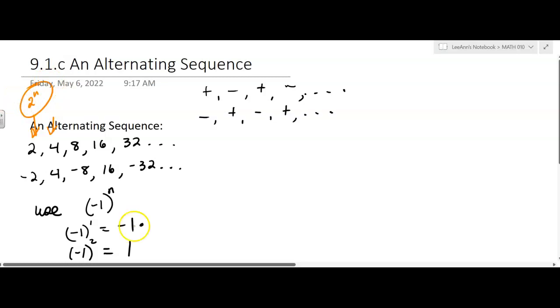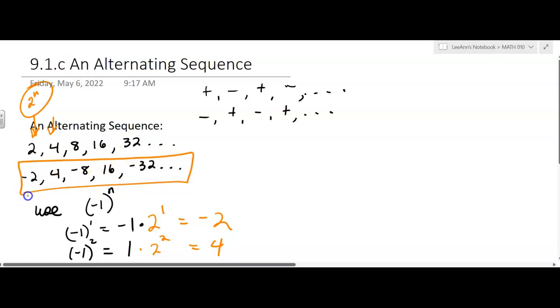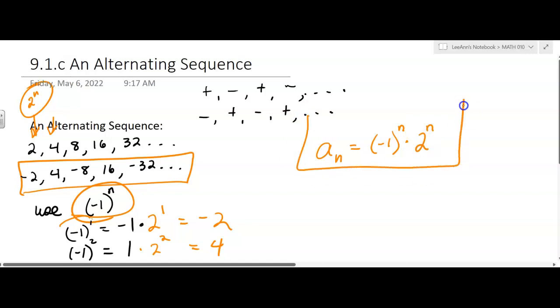Okay, so you'd want that times 2 to the first, that would be -2. But then here you're going to have 1 times 2 squared, which is going to be the +4. So that's going to give us this sequence right here. But we have to use this -1 component. So to get our sequence, we would have to write a sub n equals -1 to the nth times, I'll just put a dot for times, 2 to the nth. That would get us the terms we want, okay?